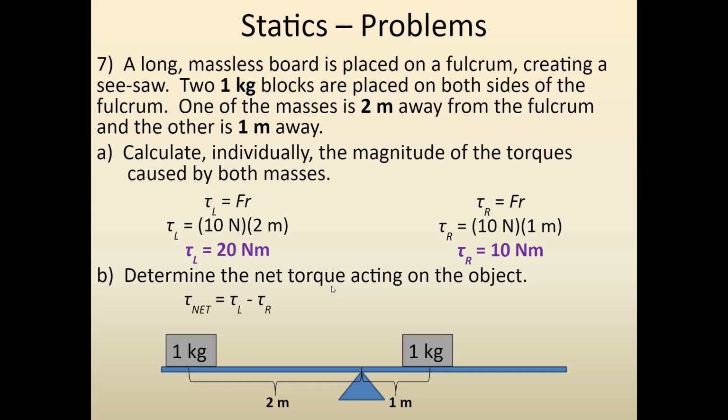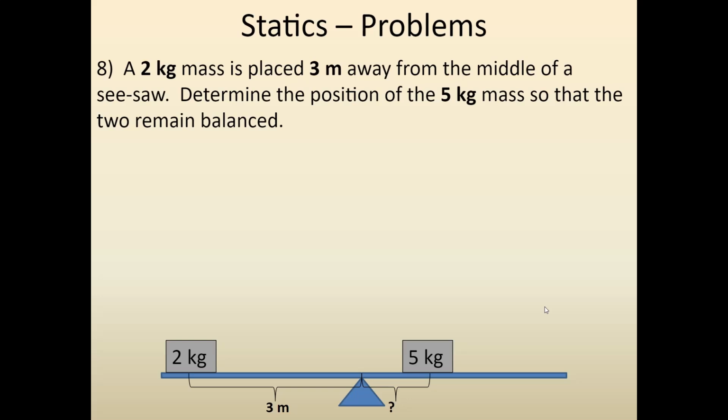So I have to subtract these two numbers because the torques are in different directions. I take the 20 and subtract the 10, and I end up getting 10 newton meters, and it's going to be in the counterclockwise direction. Now, like I said before, we tend to use counterclockwise as positive. Again, it's whatever. As long as you're being consistent, that's all that really matters. So the net torque would be 10 newton meters in the counterclockwise direction. All right, here's the next one. Pause the video, work it out, and we'll go over it in a second.